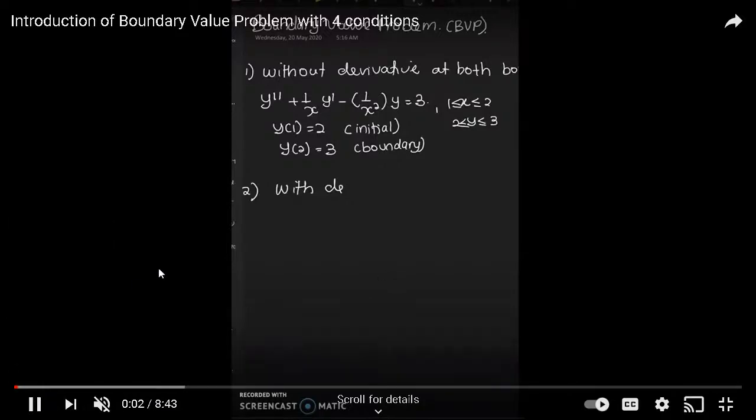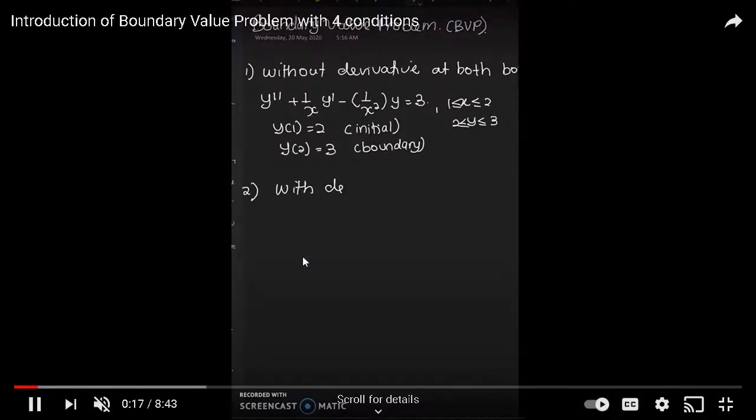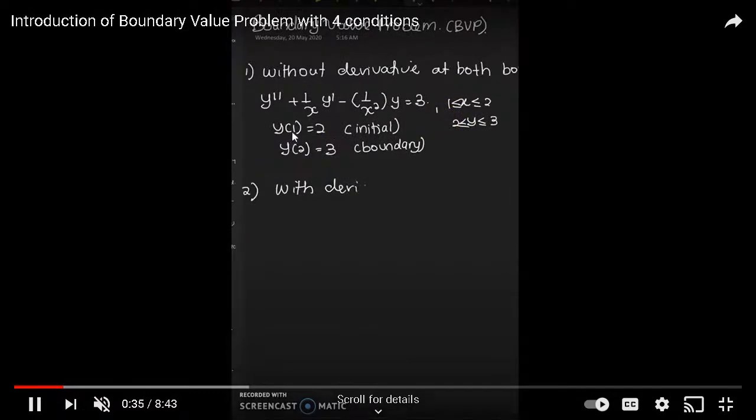All right. So now you can see here, y prime prime plus 1 over x y prime minus 1 over x squared y equals 3, x is between 1 and 2, y is between 2 and 3. So that means x naught is equal to 0, xn is equal to 2, y naught is equal to 2, and yn is equal to 3. N is the last interval, the last grid. So this we call a boundary value problem, but the condition at the boundary involves no derivative. You can see here, y1 equals 2, y2 equals 3. So at the boundary there is no derivative.